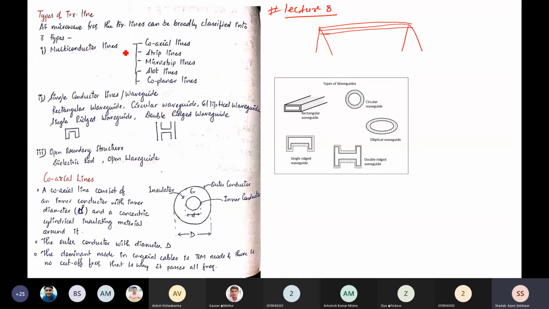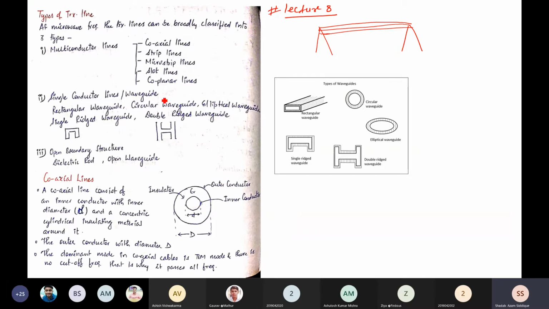The first one is the multi-conductor line. A transmission line which has more than one conductor is called a multi-conductor line, like the coaxial line. In a coaxial line, we have one inner conductor, and on the outer side the outer jacket is also a conductor.